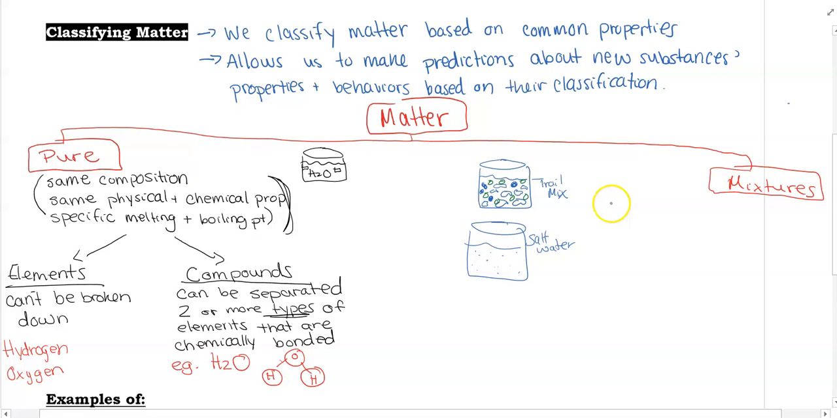Okay, so here's my water, and then there's the salt all mixed in. Okay, let's talk about what a mixture is. So a mixture has variable, and variable means different, compositions. They are not bonded. So pretty much two or more things.